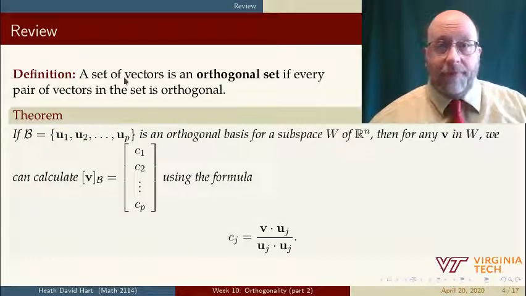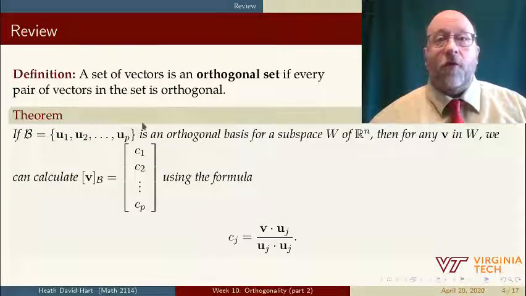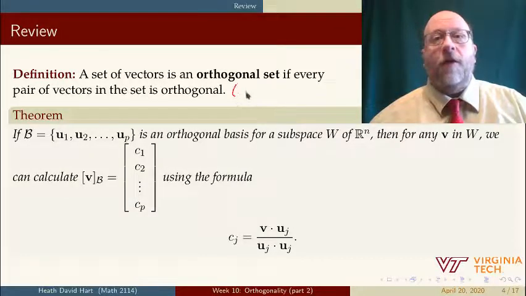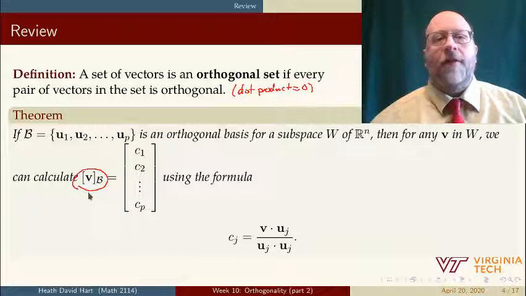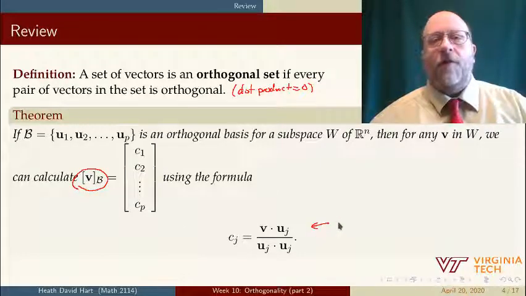Still reviewing, a set of vectors is an orthogonal set if every pair of vectors in the set is orthogonal. Orthogonal means their dot product is 0. And if we have an orthogonal basis, then we can calculate the alternate coordinates in that basis using this formula instead of row reduction.